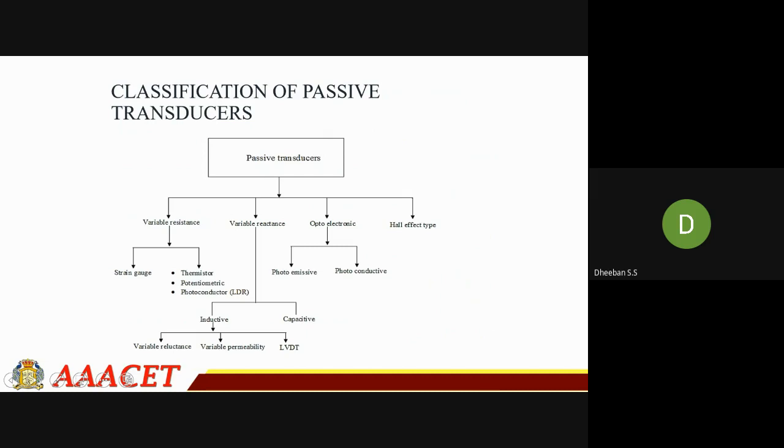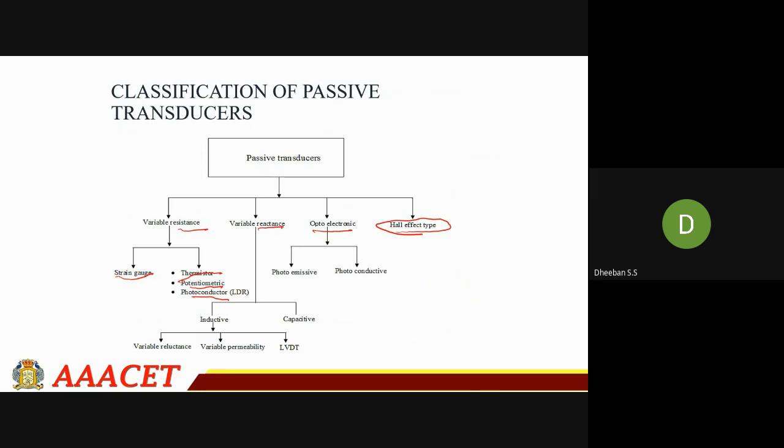So coming to the classification of your passive transducer, it is again classified into four types: variable resistance, variable reactance, optoelectronic, and Hall effect. Variable resistance means the resistance value will be varying through the operation. Here the thermistor, potentiometer, photoconductor or LDR, and strain gauge come under variable resistance.